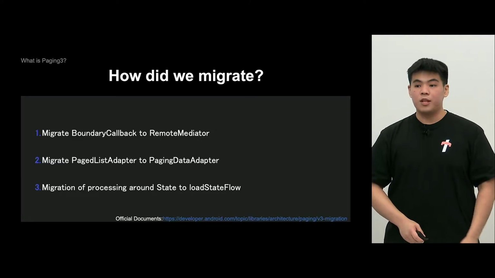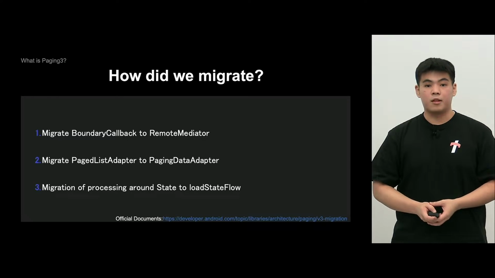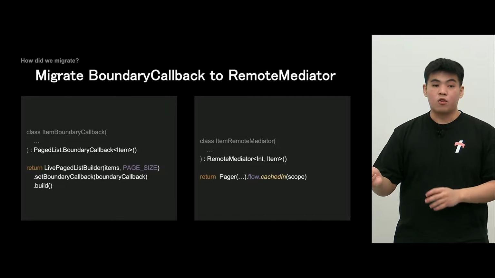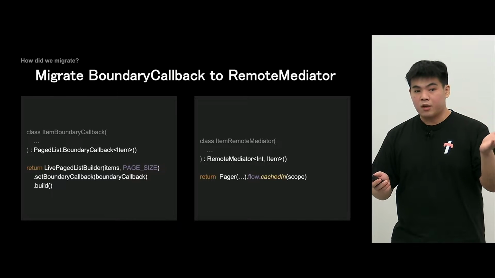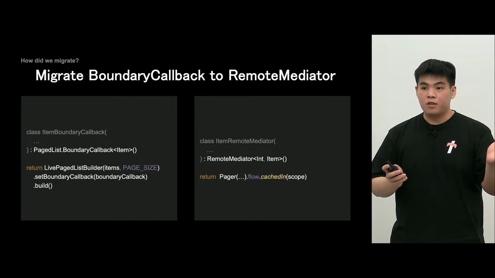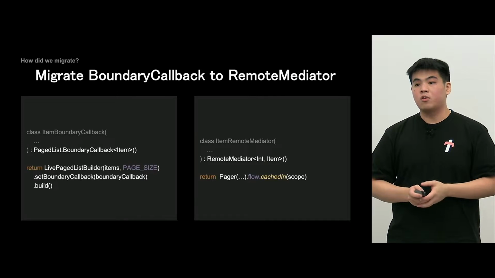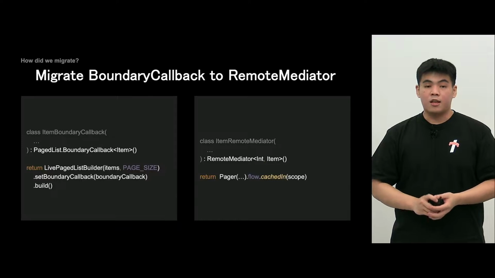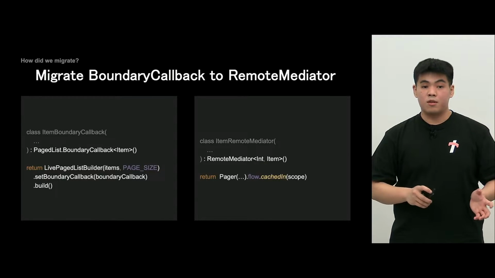First, I'll explain the migration of BoundaryCallback to RemoteMediator. So migrate the BoundaryCallback to RemoteMediator and use a Pager instead of LivePagedListBuilder to return data as PagingData.